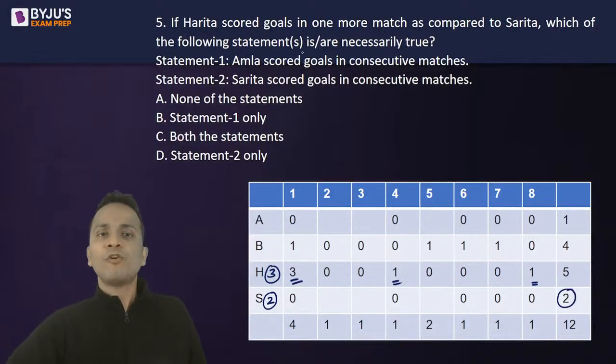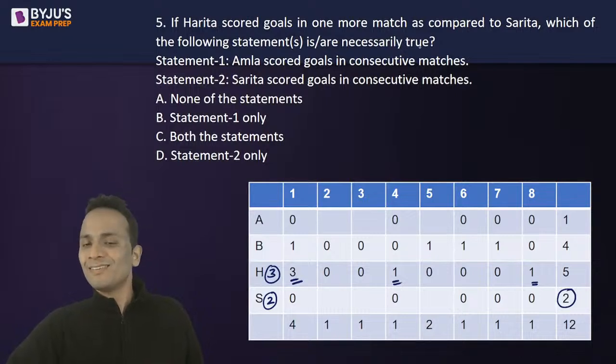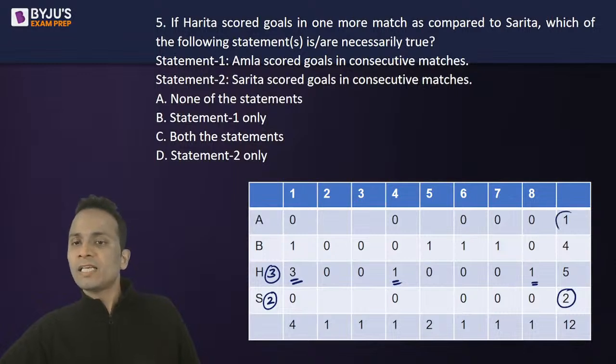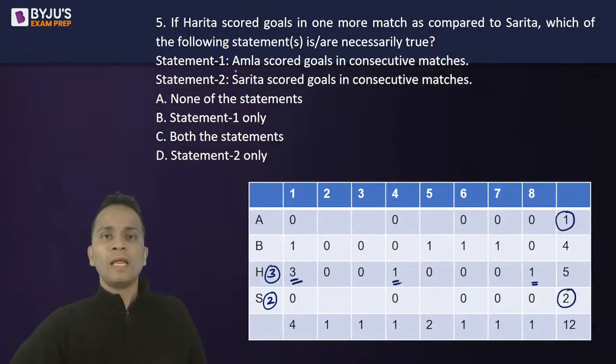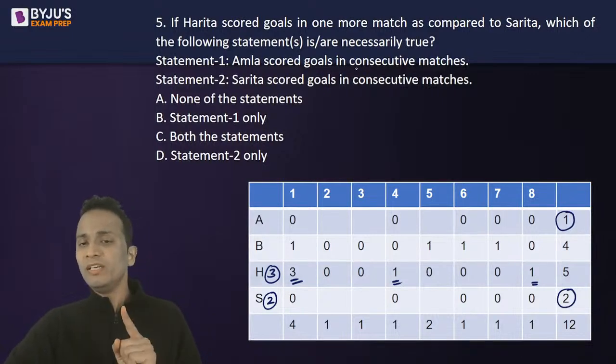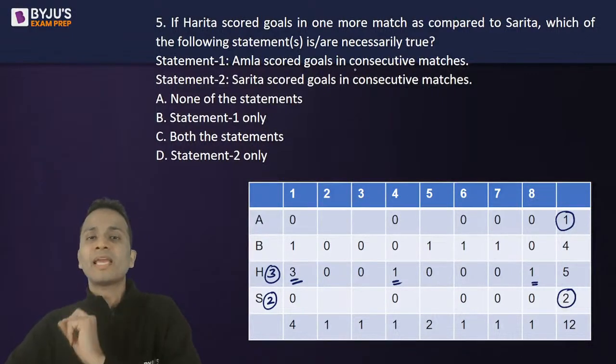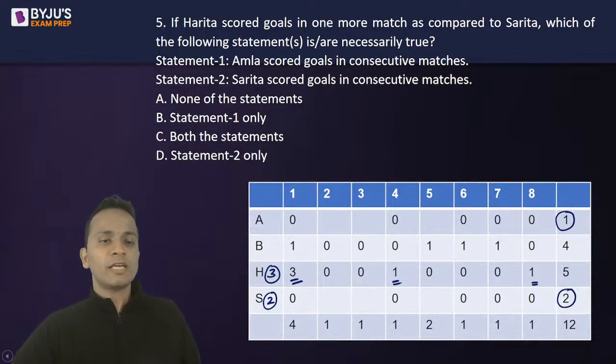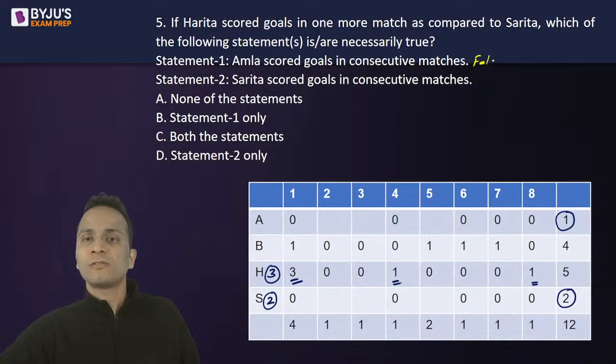Okay. Then which of the following statements is necessarily true? So Sarita will score 2 goals and hence Amla will score 1 goal. Statement 1, Amla scored goals in consecutive matches. How can it be possible? Since Amla has scored only 1 goal, Amla cannot score goals in consecutive matches. So this statement is false.